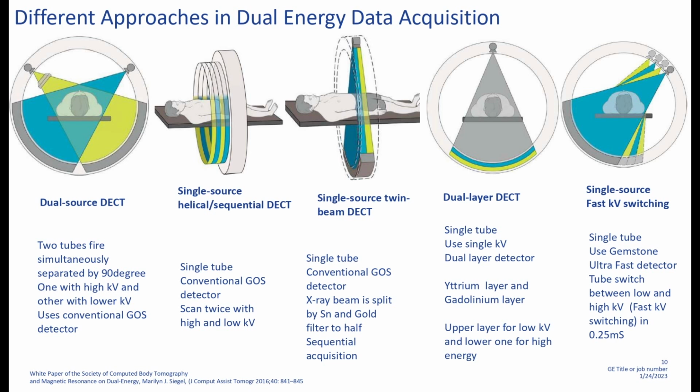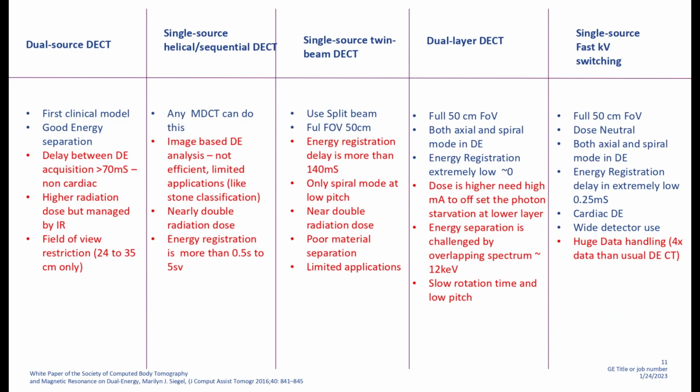And how do you scan? Single source, you rotate and rotate. This is called rotate, rotate. Dual source, rotate, rotate, split beam, dual layer and fast kV switch. Here we are using this gemstone and they are rotating. There it is a gadolinium based detector. You have to do rotate, rotate. So, of course, advantages and disadvantages I have written here.